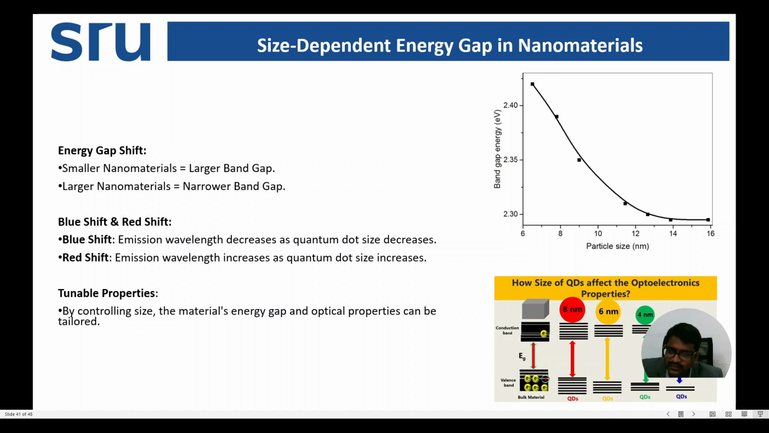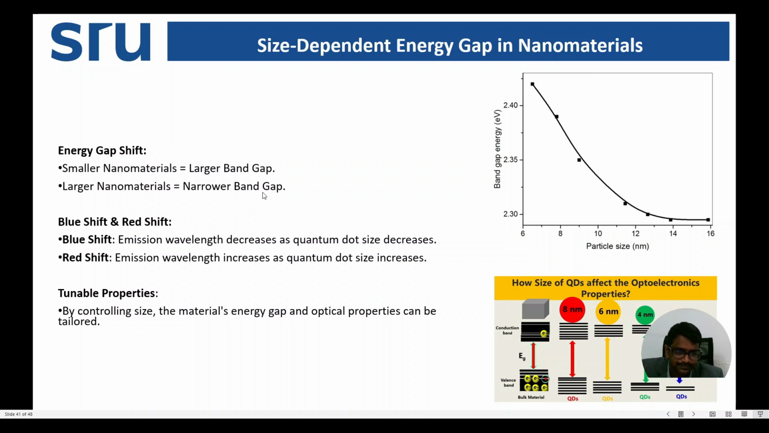So the band gap is heavily dependent on quantum confinement. One thing you must understand and remember forever is, as the particle size decreases, the band gap increases. That means band gap depends on the size of the particles. You can see here the energy gap shift: smaller nanoparticles provide a larger band gap, larger particles provide a narrow band gap.